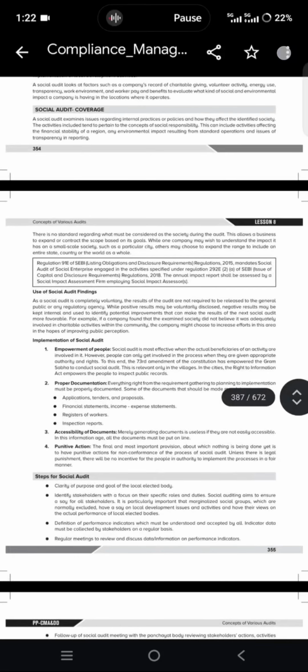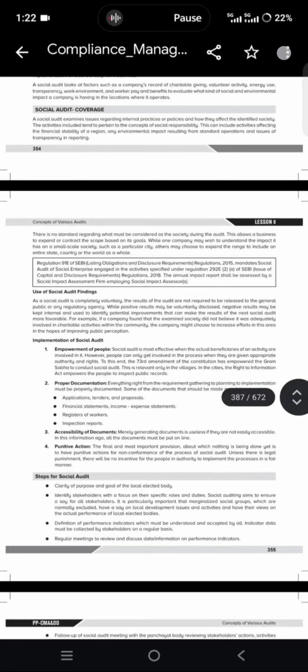Implementation of the social audit: empowerment of the people, proper documentation, accessibility of the documents, punitive action. Empowerment of the people: social audit is most effective when the actual beneficiaries of an activity are involved in it. Proper documentation: everything, right from requirement gathering to planning to implementation, must be properly documented.